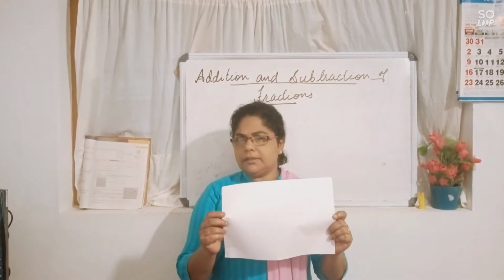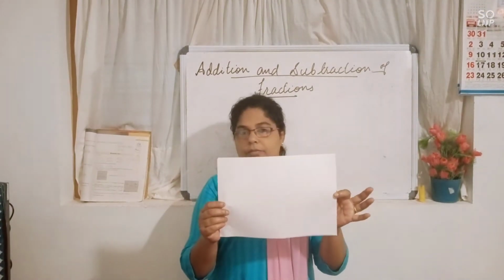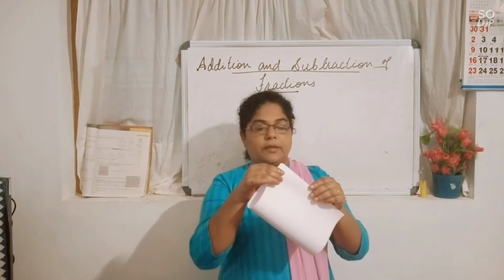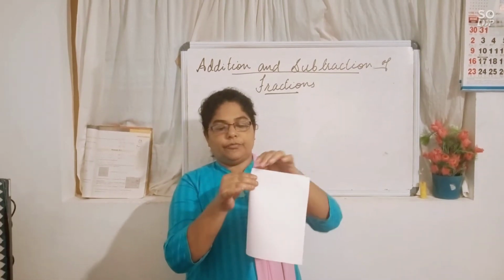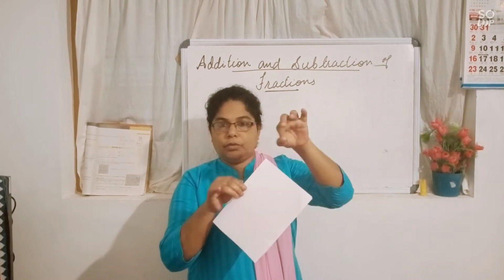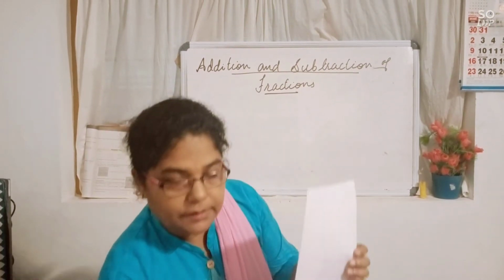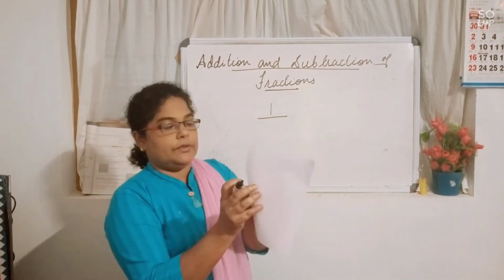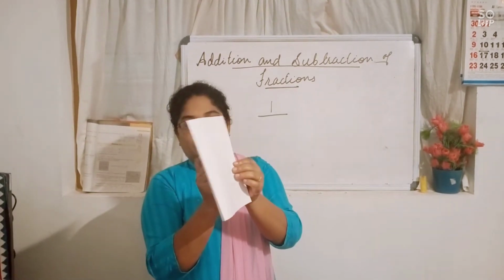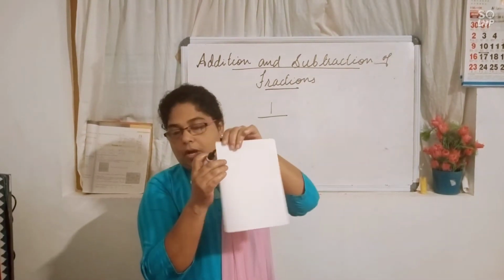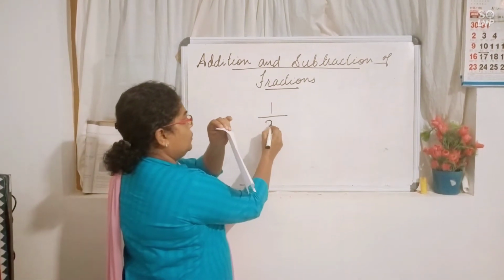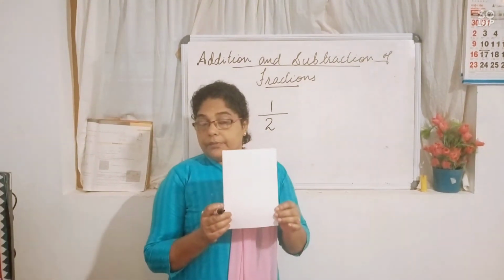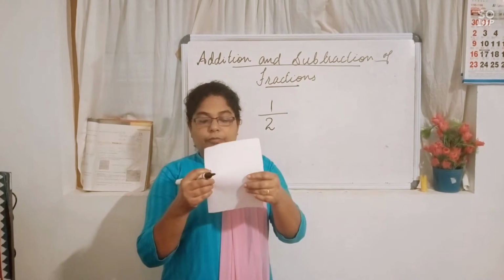So what is this? Here this is a sheet. One sheet. So I am going to cut this sheet into two parts. So one sheet divided into two parts. Now, what is this? This is the half of the sheet. So how much are we getting? This is one full sheet. I cut two parts. So this is one part. Out of two, this is 1. So we are getting a proper fraction. So this is the half part.